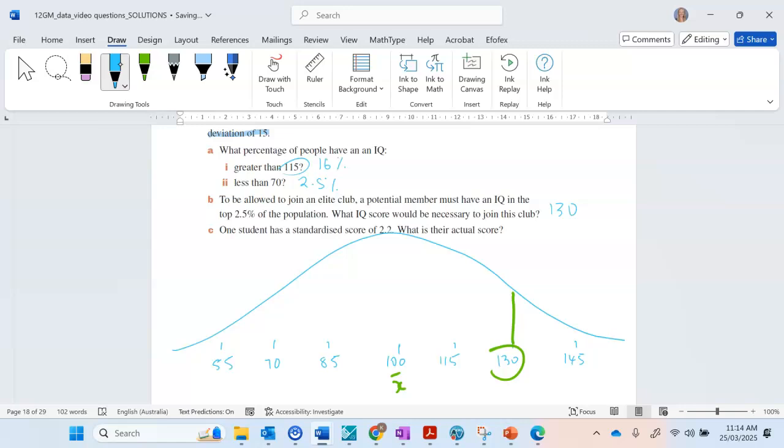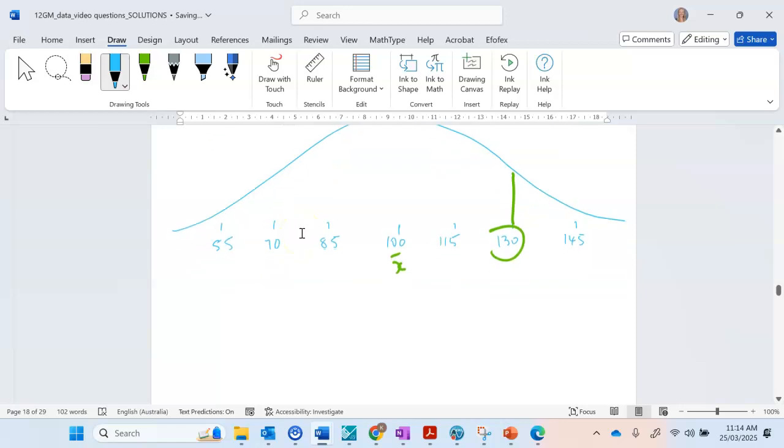One student has a standard score of 2.2. What is their actual score? So this is where you can use solve like before, or we can just use x is equal to.